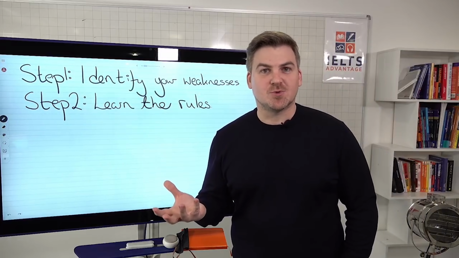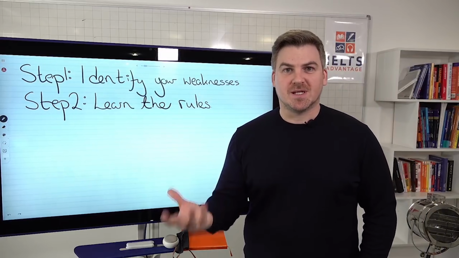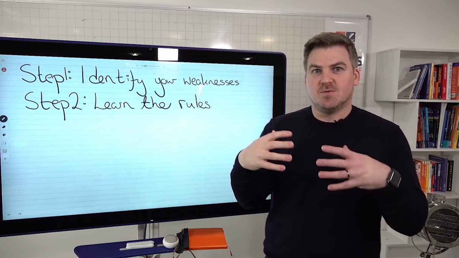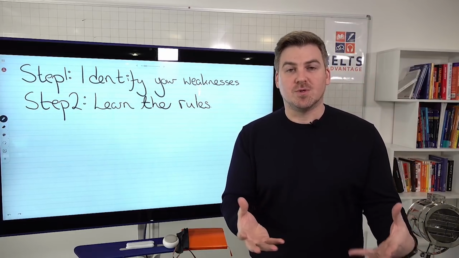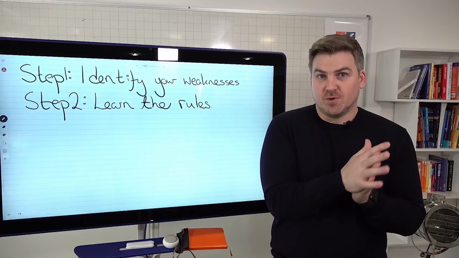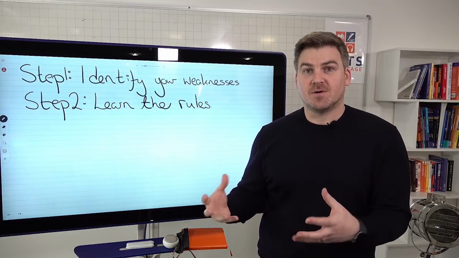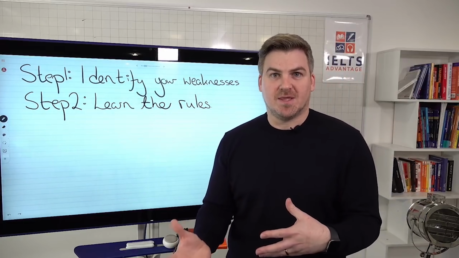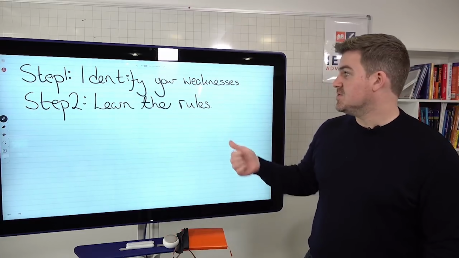After you've done that, step number 2, learn the rules. Grammar is basically just rules. It is the rules of English, the law of English. So the first step is to learn those rules. If you do not know the rules surrounding that area of grammar, you'll never be able to use that grammar. So step 2, learn the rules.